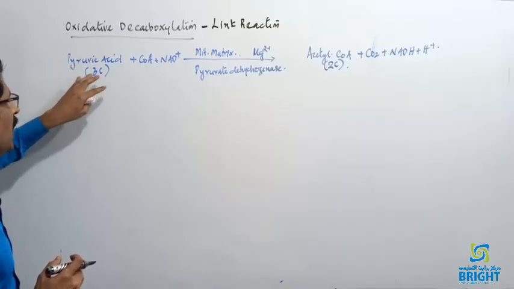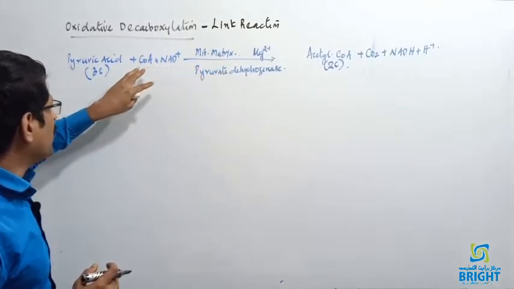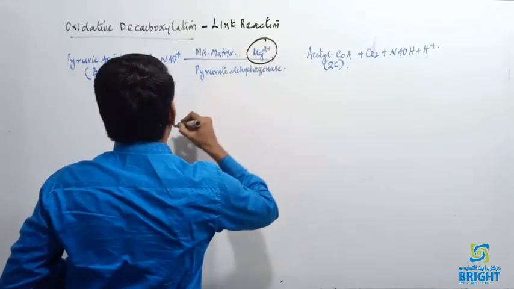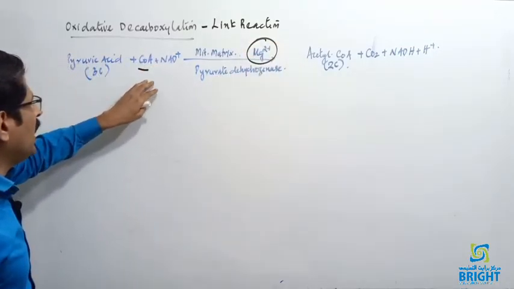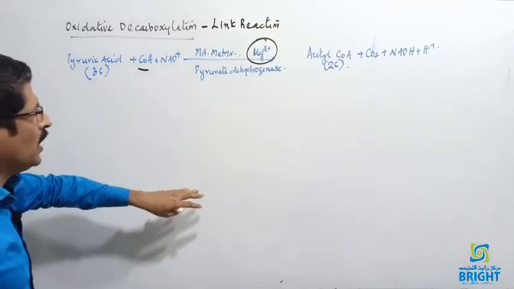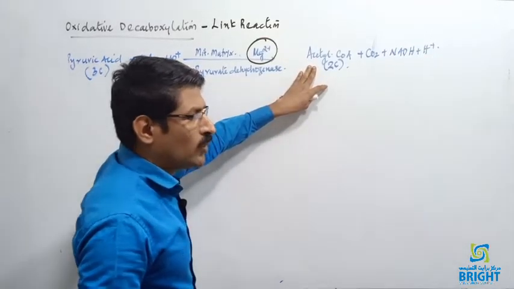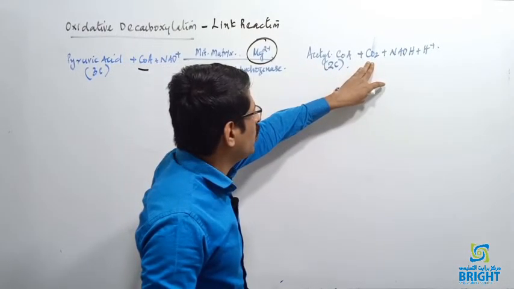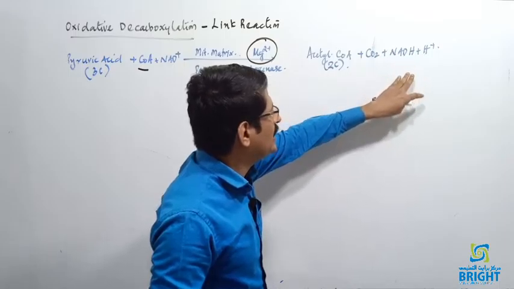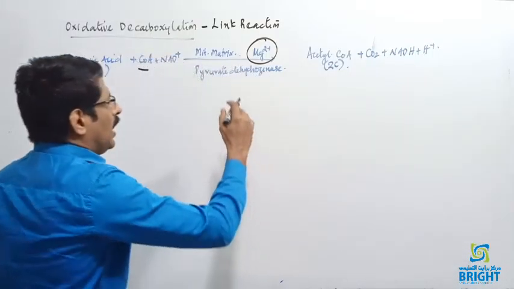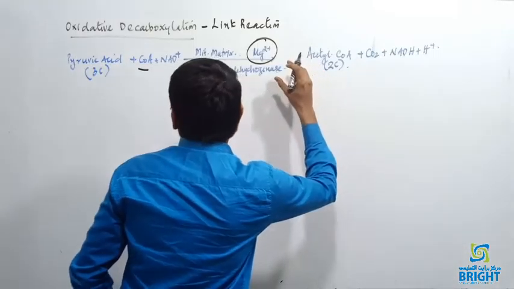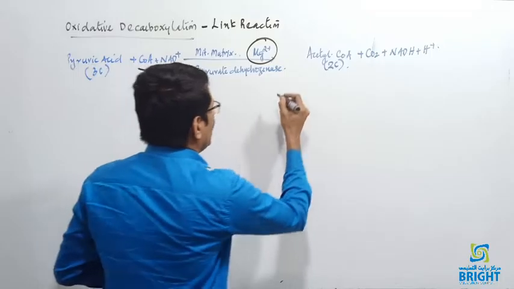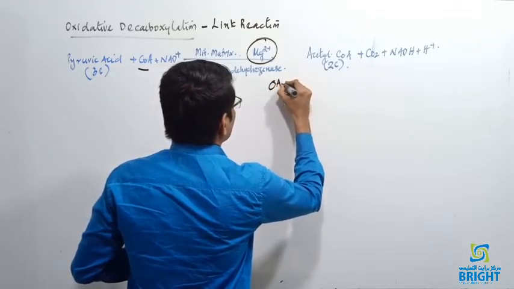In oxidative decarboxylation, the pyruvic acid that enters the mitochondrial matrix, in the presence of NAD plus and magnesium 2 plus ion, and coenzyme A and pyruvate dehydrogenase enzyme, will be converted into a 2-carbon compound called acetyl coenzyme A, and it releases one molecule of carbon dioxide and NADH plus H plus. And here the acetyl coenzyme A that is produced as a result of oxidative decarboxylation combines with oxaloacetic acid.